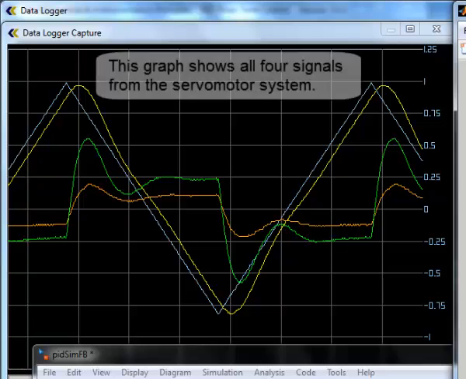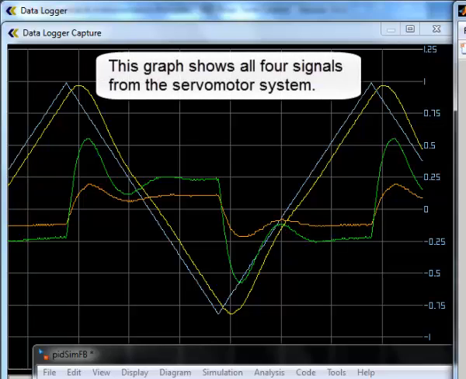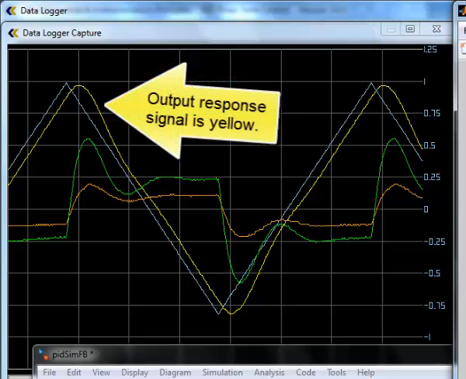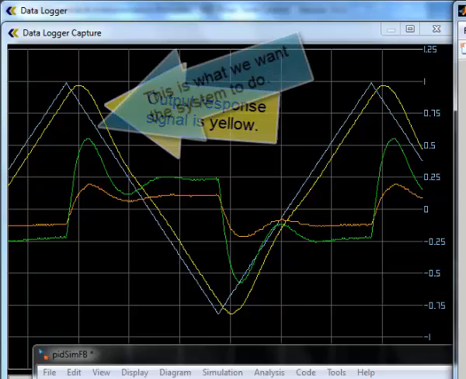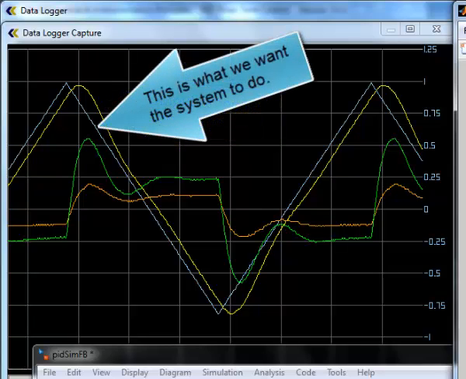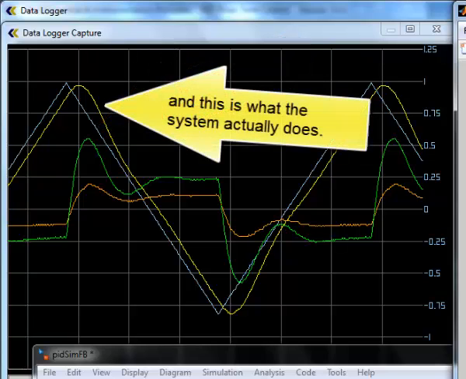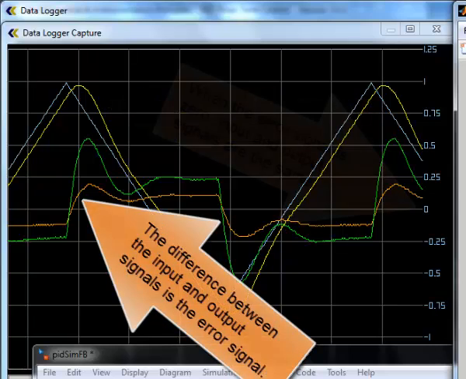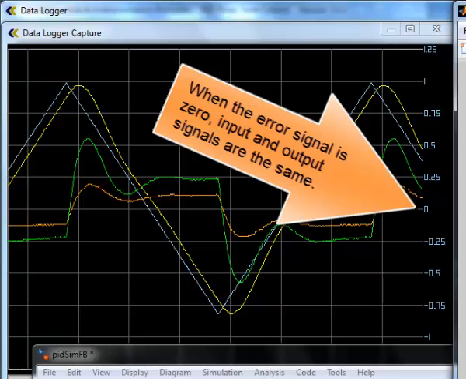This graph shows all four signals from the servomotor system. Input triangle signal is blue. Output response signal is yellow. This is what we want the system to do. This is what the system actually does. The difference between the input and output signals is the error signal. When the error signal is 0, input and output signals are the same.